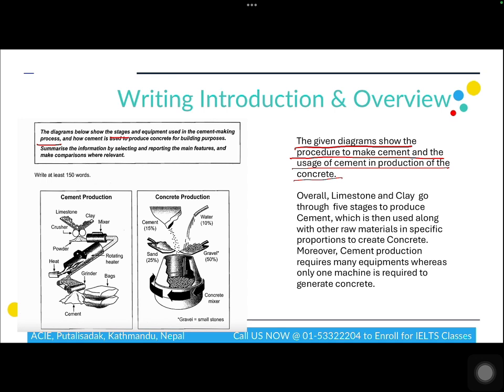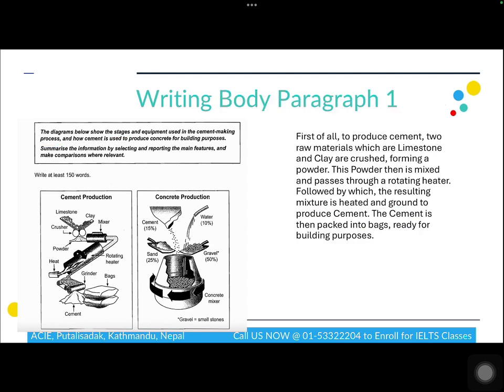Then we are going to talk about the overview. Again, overview is basically a summary of the entire diagram. So you should try to be very precise and present your overview as an opening statement of your essay. So overall, limestone and clay go through 5 stages to produce cement, which is then used along with other raw materials in specific proportions to create concrete. Moreover, cement production requires many equipments, whereas only one machine is required to generate concrete. Now we are going to further elaborate this overview in our body paragraph. So let us quickly look at the body paragraphs as well.